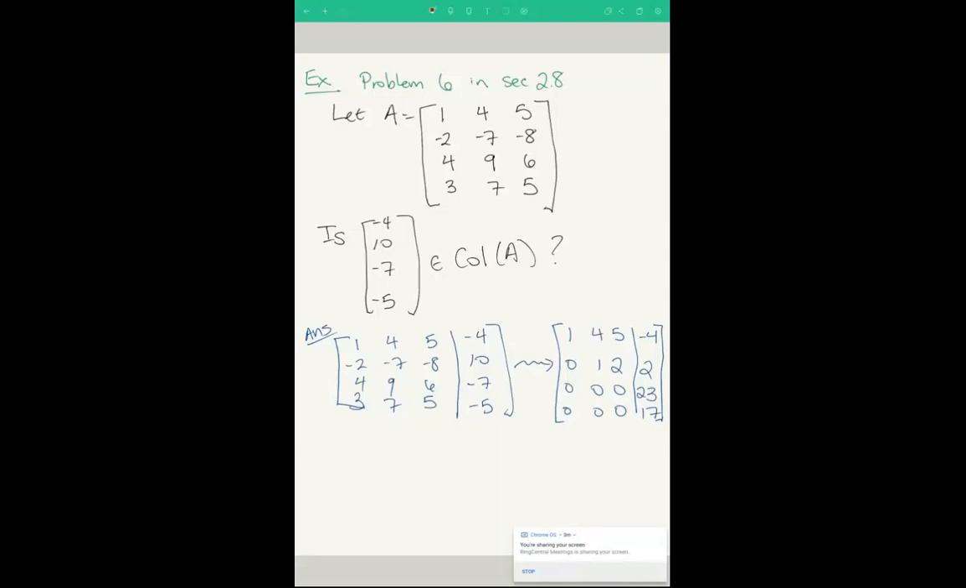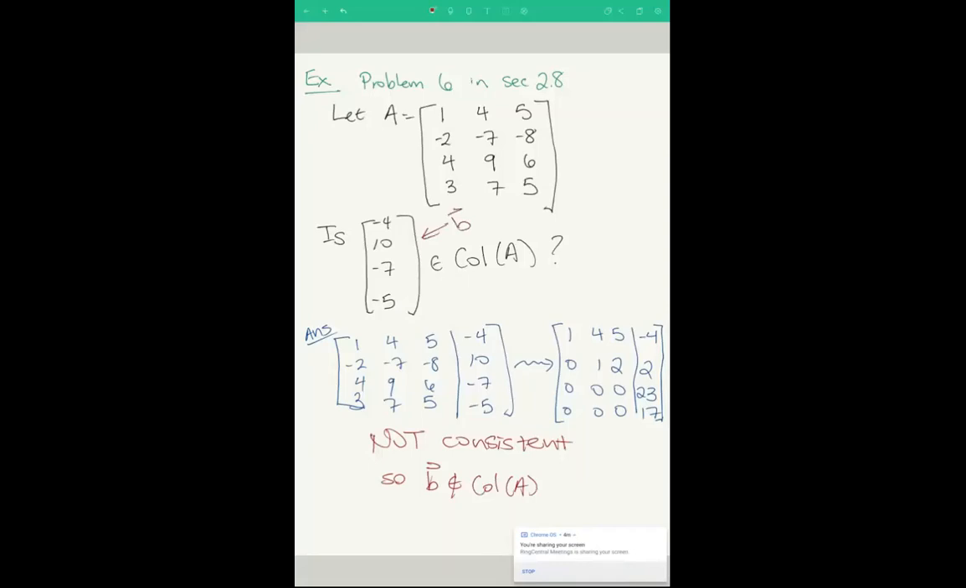So does this work? Is this system consistent? Well, it's not, because in fact we have two problems, 0 equals 23 and also 0 equals 17. So this is not consistent. So what does that mean? This means that b is not in the column space of A, where this thing is b.